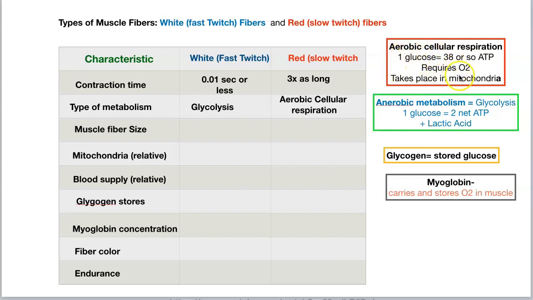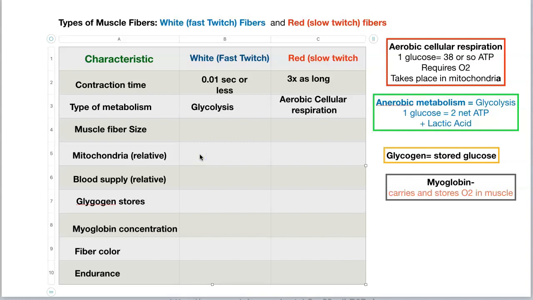This takes place in mitochondria. The mitochondria are creating all this ATP. Glycolysis does not take place in mitochondria. That's just in the cytosol. So, if you understand these two, you can figure out almost everything else out. I'm going to go to mitochondria next.